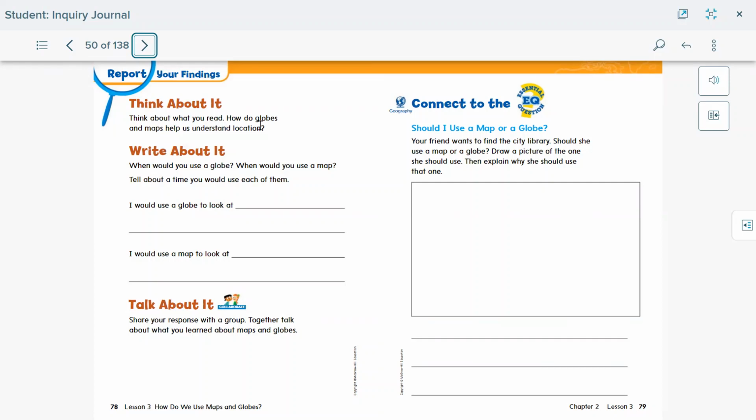Think about what you read. How do globes and maps help us understand location? Now, when would you use a globe? When would you use a map? Tell about a time that you would use each of them.